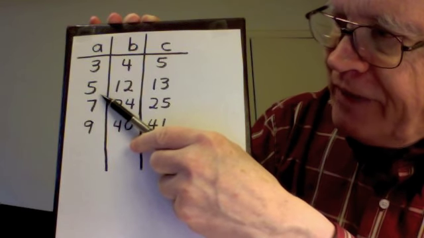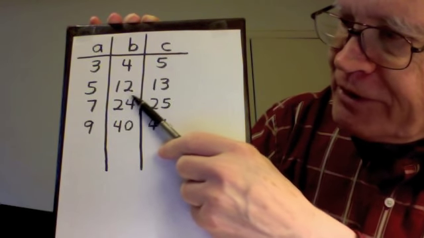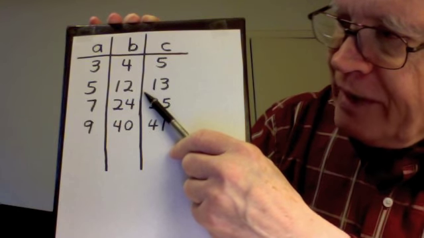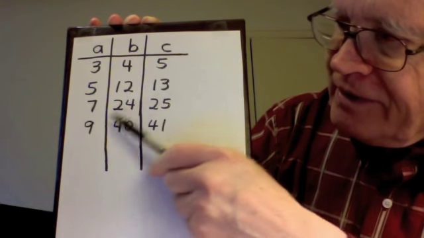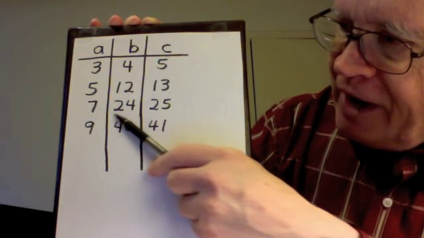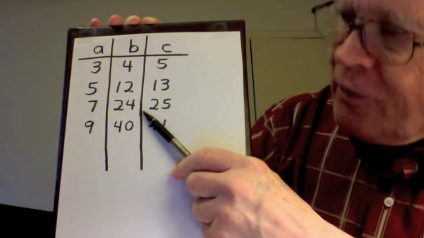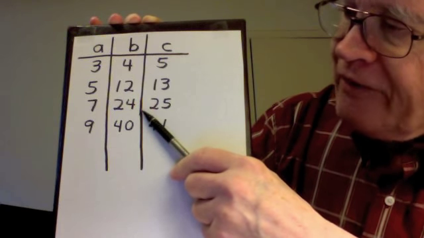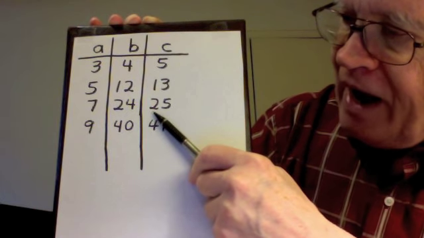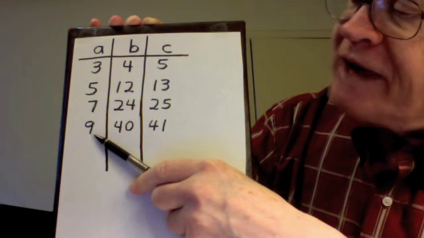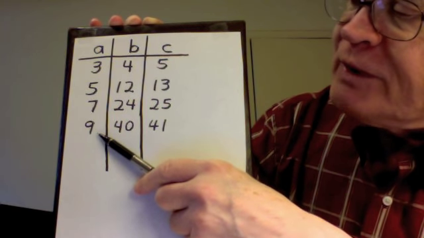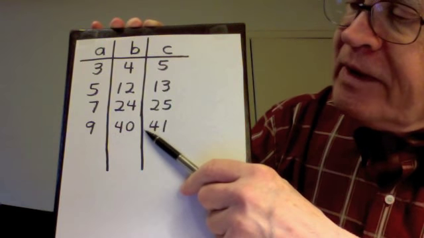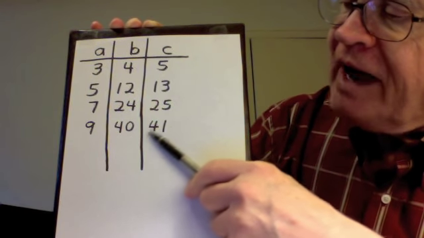5 squared is 25. 25 divided by 2 is 12.5. We have 12 and 13. 7 squared is 49. Half of 49 is 24.5. We have 24 and 25. 9 squared is 81. 81 divided by 2 is 40.5, giving us 40 and 41.